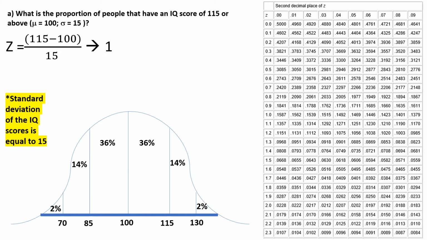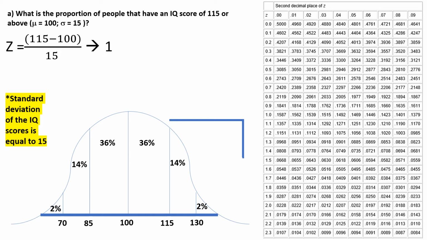And then 130 is 2 standard deviations above the mean. And the same thing for the other side. So 85 is 1 standard deviation below the mean, and then 70 is 2 standard deviations below the mean. So again, the standard deviation of the IQ scores is equal to 15. This is a good way to think about it, sectioning it off like that, because we're looking for the proportion of people who have an IQ score of 115 or above.